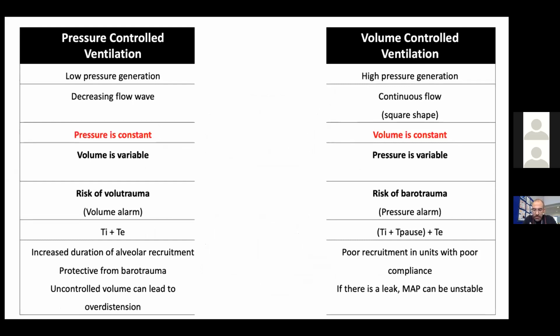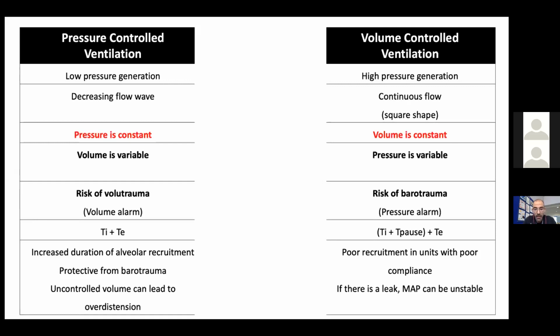And then we have two basic modes of ventilation. We can ventilate by pressure or we can ventilate by volume. If we ventilate by pressure, we are using a decreasing flow wave. Our pressure the whole time is constant, but the volume is variable. This means that if we keep the pressure constant, depending on how compliant the lung is at each time, the volume within the lungs will be a bit different. So there is a risk of trauma within this mode of ventilation.